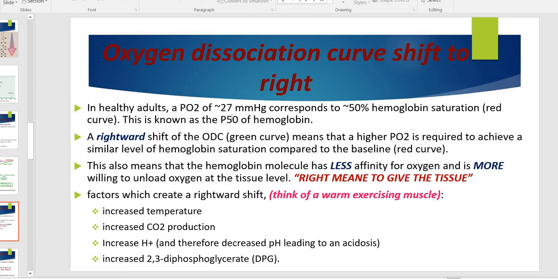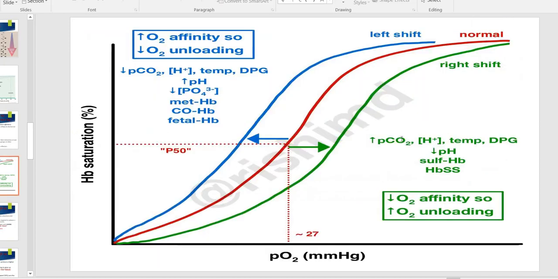The pressure of oxygen 27 corresponds to 50% hemoglobin saturation, which is the red curve, and this is called P50 of hemoglobin. The rightward shift means that a higher pressure of oxygen is required to reach the same saturation of hemoglobin. Let's see this in words.